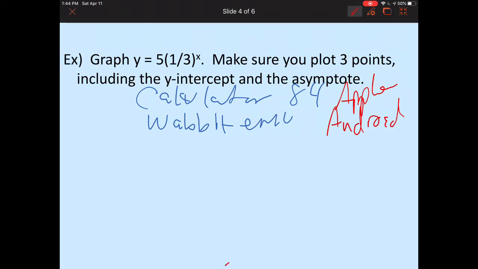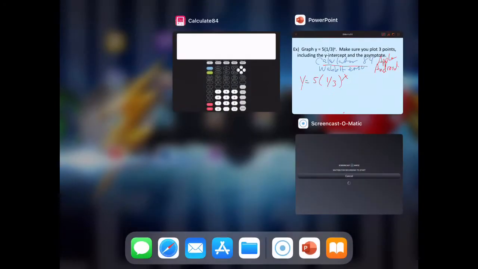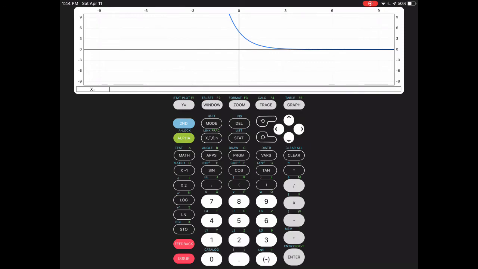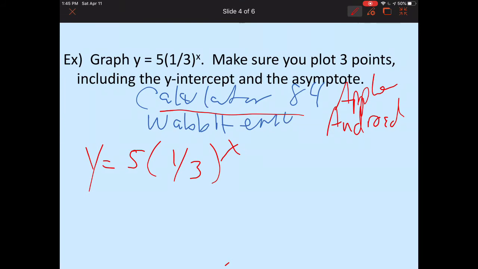All right, so when we graph this, we are going to type in our calculator y equals 5 times (1 divided by 3) to the x. So let me get my calculator open. Again, I'm going to open up the Calculator 84. I'm going to press y equals, and then 5, parenthesis, 1 divided by 3, parenthesis, and then raise it to the x. All right? And now I'm going to press graph just to show you what the graph should look like. We should already know it's decay because of the 1/3. So let me go back for a second and show you. The 1/3 here is the decay.